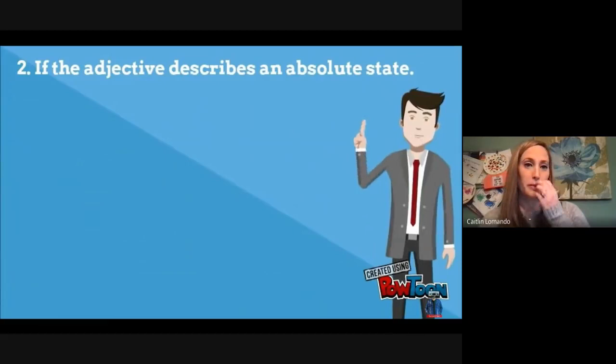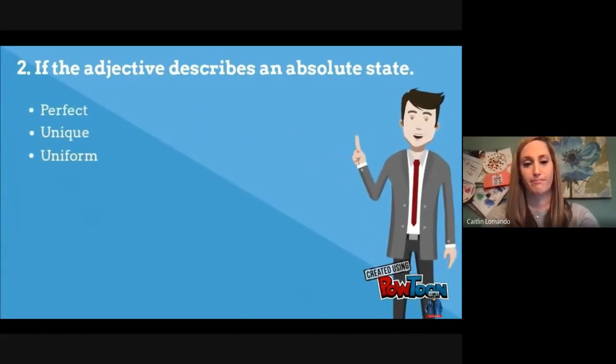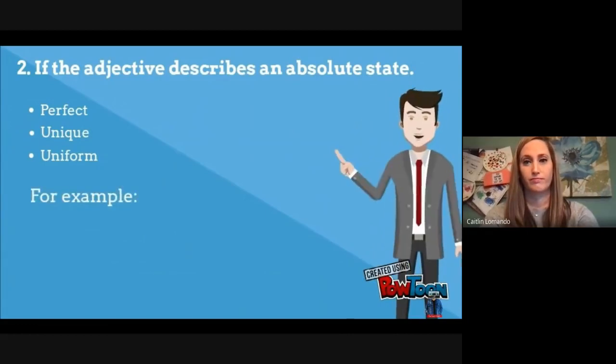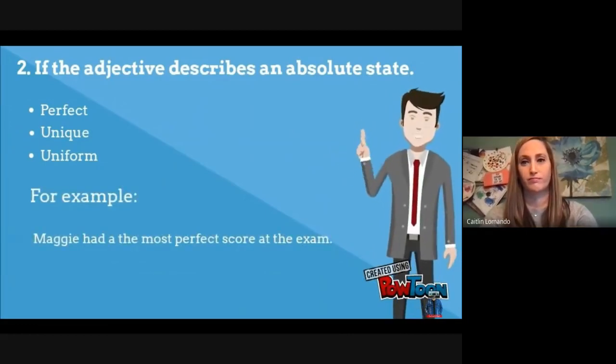Second, if the adjective describes an absolute state, like perfect, unique, and uniform, you cannot use comparatives and superlatives. For example, Maggie had the most perfect score at the exam.